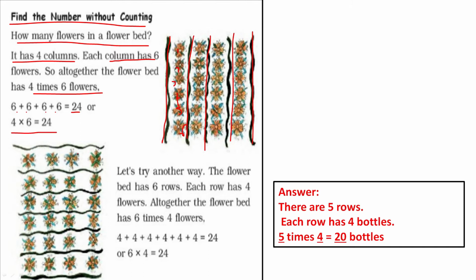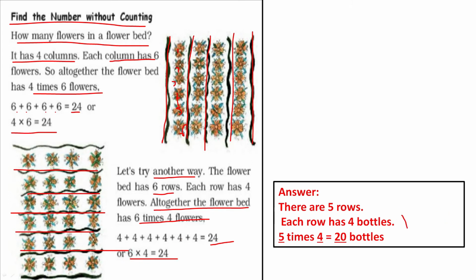Now let us see the second way. The flowers are arranged in such a way that let's try another way. The bed has 6 rows. Now you can see 6 rows are there. This is rows: 1, 2, 3, 4, 5, 6 rows are there. All together the flower bed has 6 times 4s. In each row you can see 4 flowers: 1, 2, 3, 4. So 4 plus 4 plus 4 plus 4 plus 4 plus 4 is 24. Or we can say 6 4s are 24.